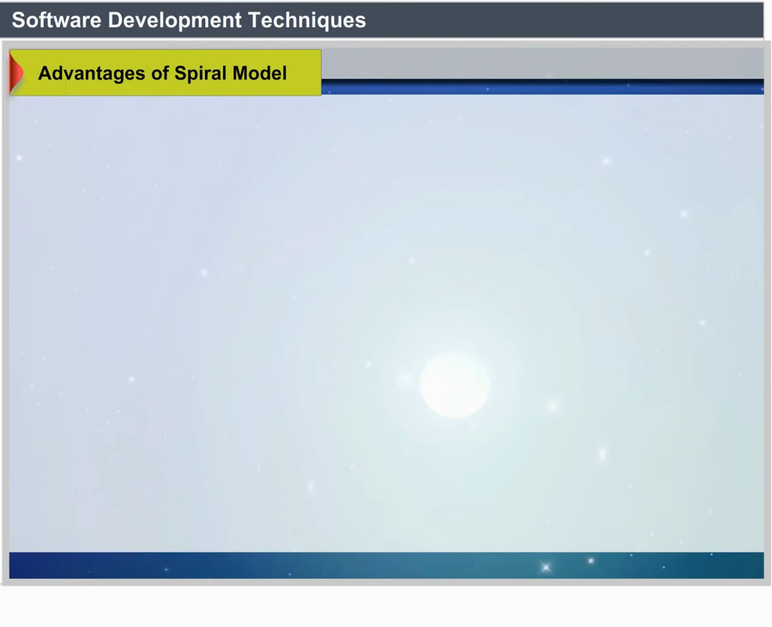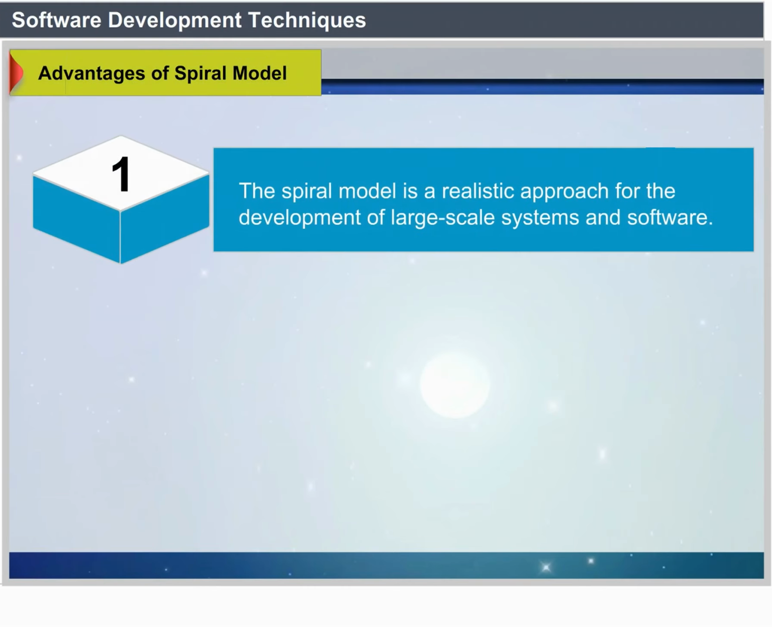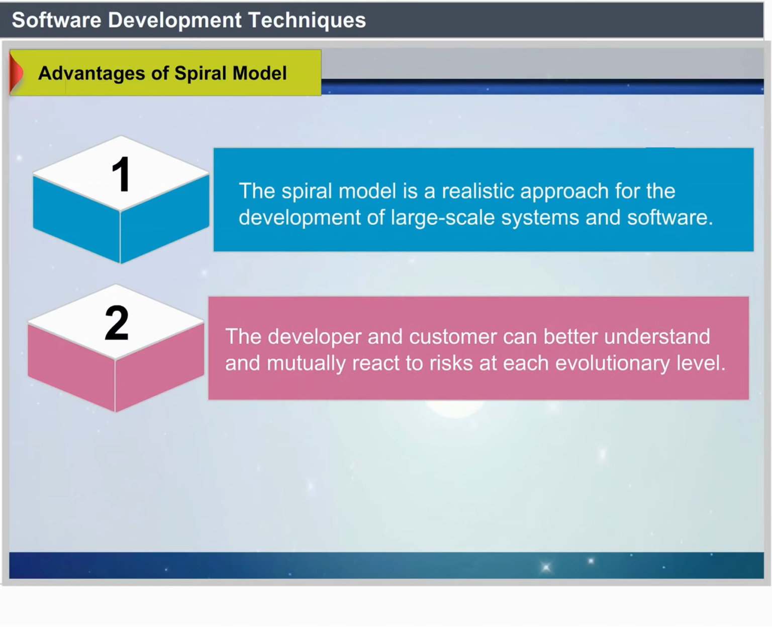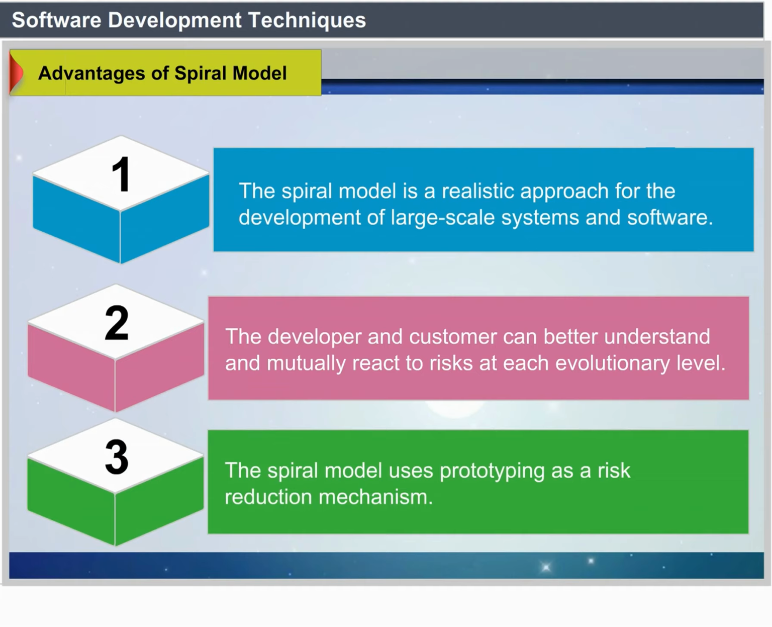Advantages of Spiral Model. The spiral model is a realistic approach to the development of large-scale systems and software. The developer and customer better understand and react to risks at each evolutionary level. The spiral model uses prototyping as a risk reduction mechanism.